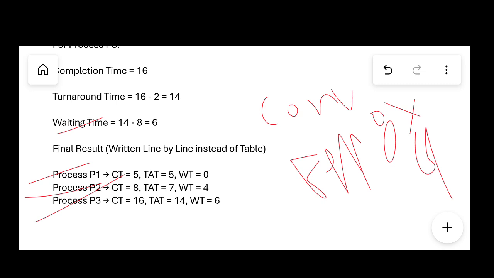So FCFS is a non-preemptive scheduling algorithm. It means once a process starts running on the CPU, it will continue until it finishes. It cannot be stopped in between. So processes are simply executed in the order of their arrival time. Whichever process has been waiting the longest in the ready queue will get the CPU next.